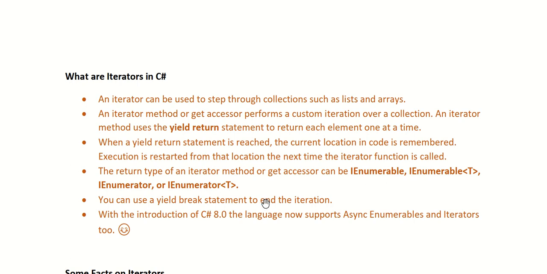Don't think of iterators as just a way to iterate or step through a collection. It is more than that basically. So that's all about the iterators. In C Sharp you can use a yield break statement to end the iteration. And with the introduction of C Sharp 8.0, the language now supports async enumerables and iterators also. This has added even more power for the programming language.